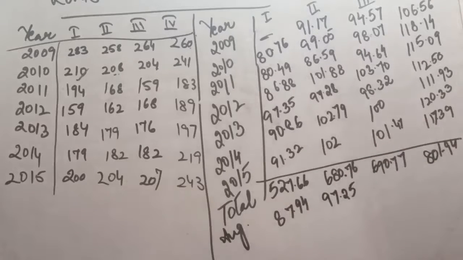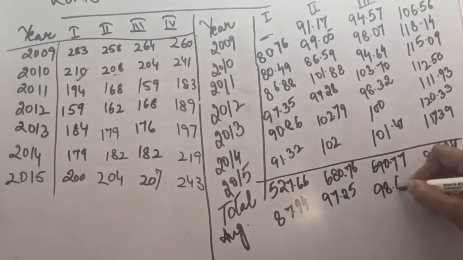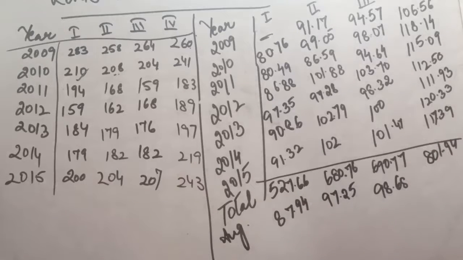97.25. So for calculating the third quarter, again we will divide it by 7. So it will be 98.68. And lastly also we will divide it by 7, because we have 7 values. So it will be 114.56. So this is the third step, where we have calculated the average.